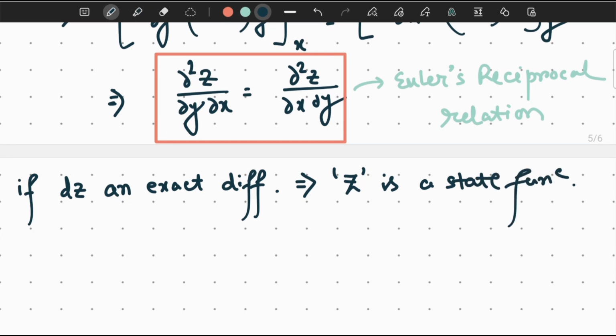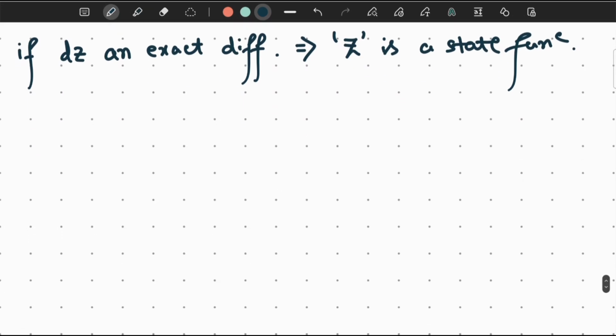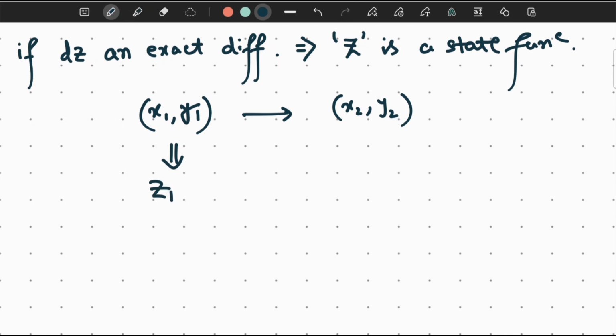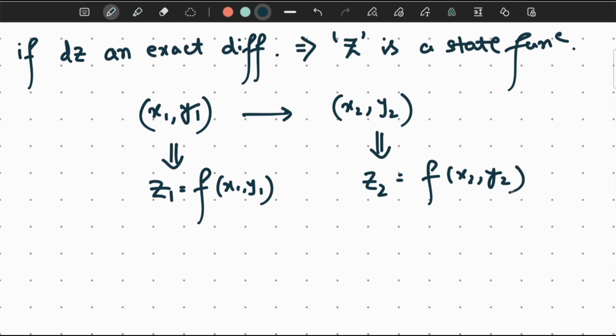So essentially z will be dependent on the independent variables only, x and y. Here you can say it is not depending on the path. Let's say we are changing x1 y1 to x2 y2. This will signify a value z1, which is a function of x1 y1, and this signifies z2, which is a function of x2 y2.